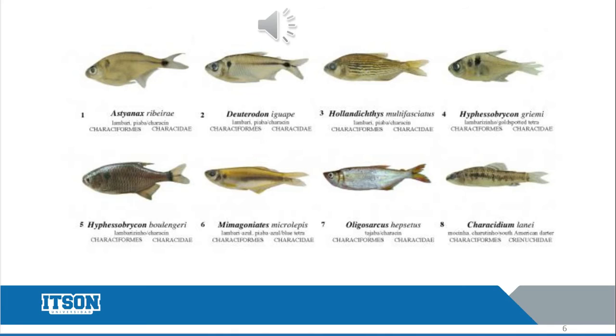On this page you can see many types of fish from which you can extract bioindicators. For example, the fish Astyanax, the fish Deuterodon iguape, the fish Hollandichthys multifasciatus, the fish Hypessobrycon grammi, the fish Hypessobrycon bolungeri, the fish Mimagoniates microlepis, the fish Oligosarcus hepsetus, and for the end, the fish Cheirodon ilanei.